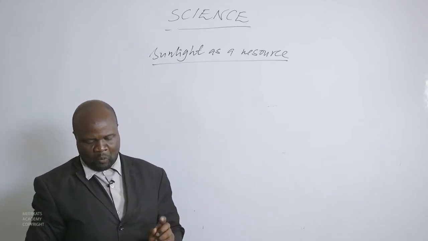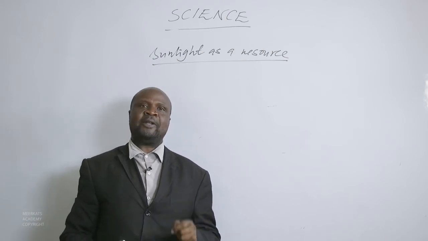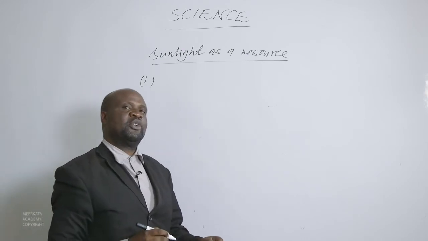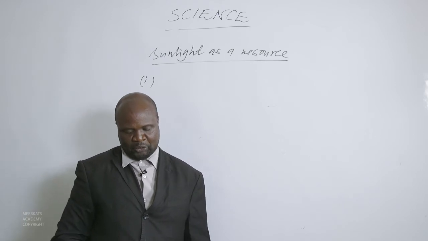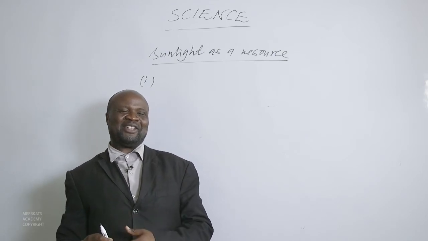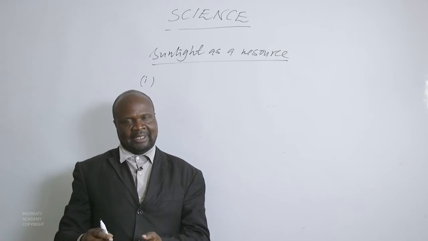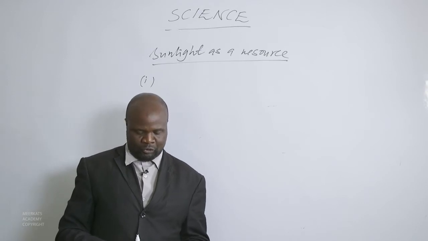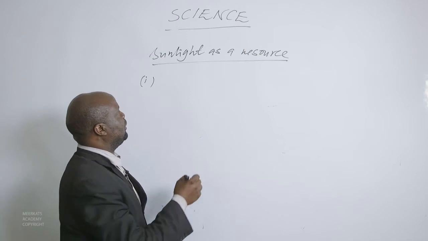One, we have said sunlight is essential for life on Earth because of the following. The most important reason is plants. Plants use sunlight to produce food. They are able to trap this sunlight and use it as a form of energy to make their own food. So sunlight is very important, that's one. Plants use sunlight to produce food.